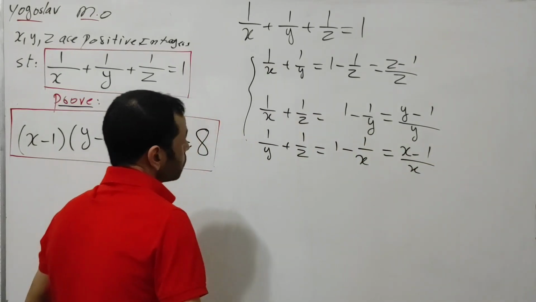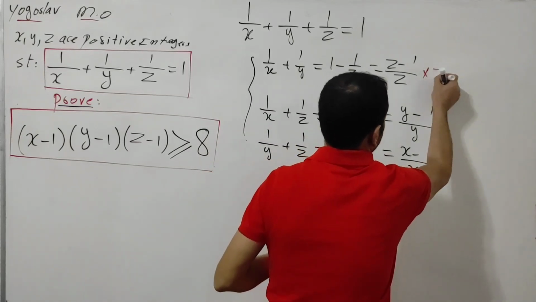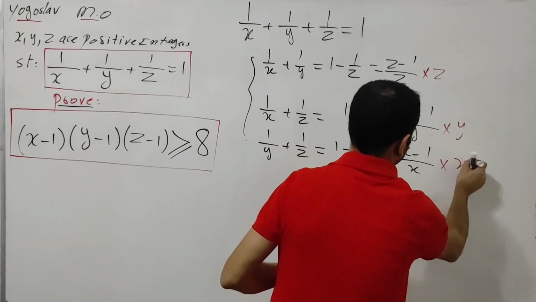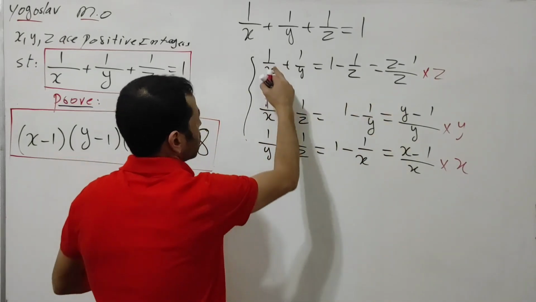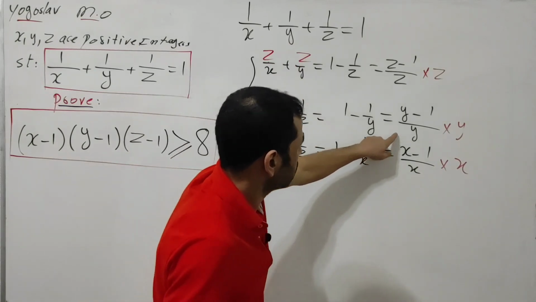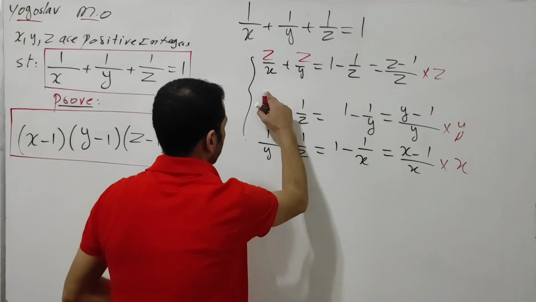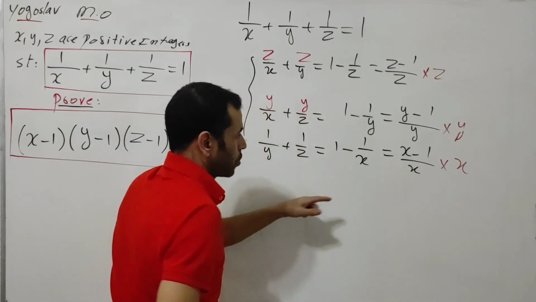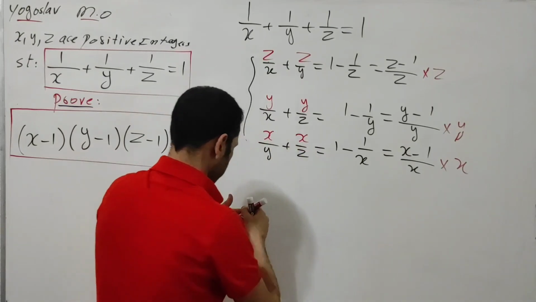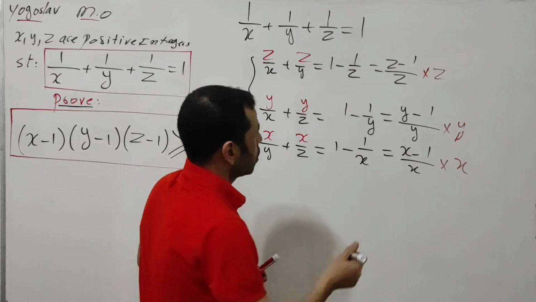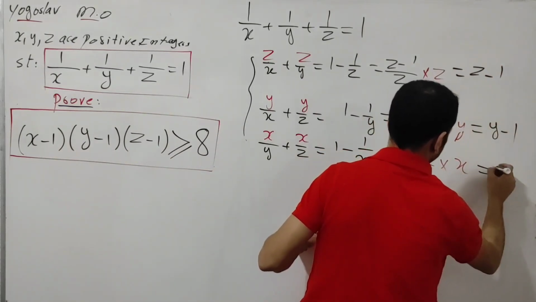So what I'm going to do now is multiply both sides by z, here by y, here by x. So by multiplying by z, I will get z here. By multiplying the second equation by y, I will get y here and y here. The third one, I will get x here, x here. Okay. So now this one is giving us z minus 1, this one is giving us y minus 1, this one is giving us x minus 1.